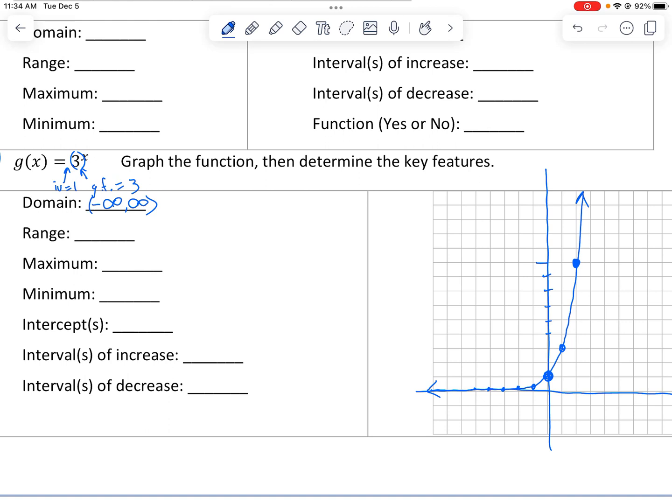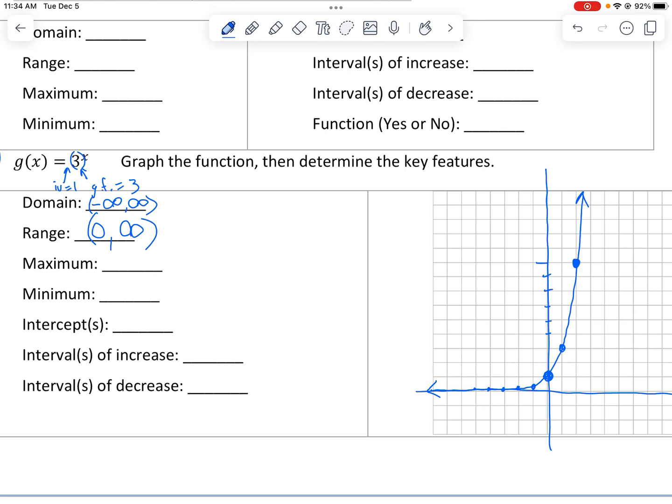The range on this one, you have to think of how far down it goes, how far up does it go. Well, this function gets closer and closer and closer to this line here, which is at 0. So that's our smallest number, 0. And it goes up from there. It continues to go up and up forever. So we got 0 to infinity.